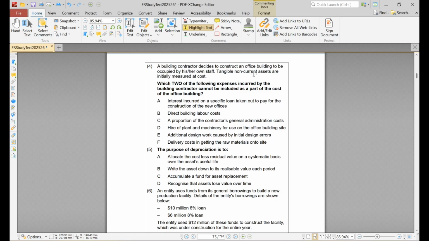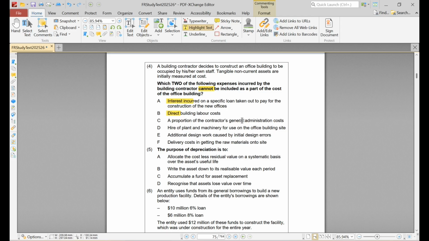Right? Next question. A building contractor decides to construct an office building to be occupied by his or her own staff. Tangible non-current assets initially measured at cost. Which two of the following expenses incurred by the building contractor cannot be included as part of cost of the office building? Okay. Interest incurred on specific loan taken out to pay. This is borrowing cost, so this will be included. Direct building labor cost, again direct costs included. Proportion of contractors general administration cost. This is general administration cost. Administration cost is not something that has been included.